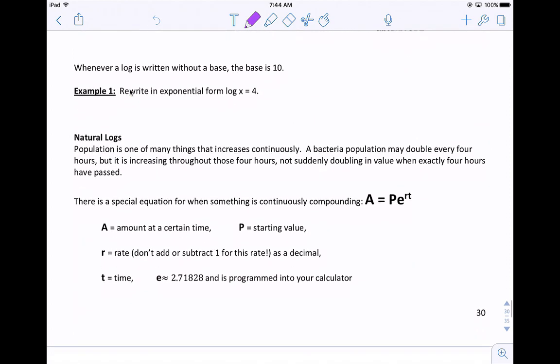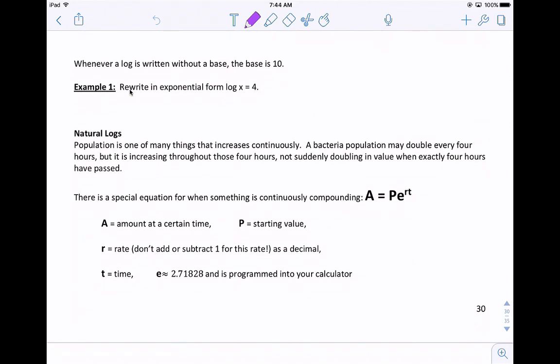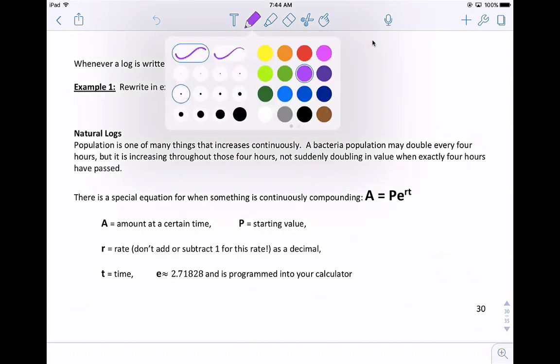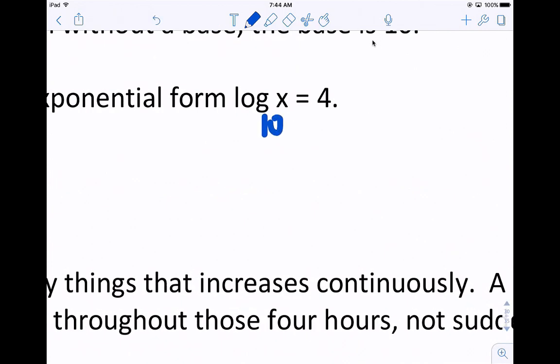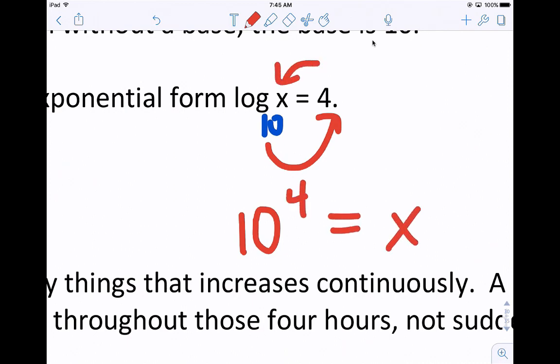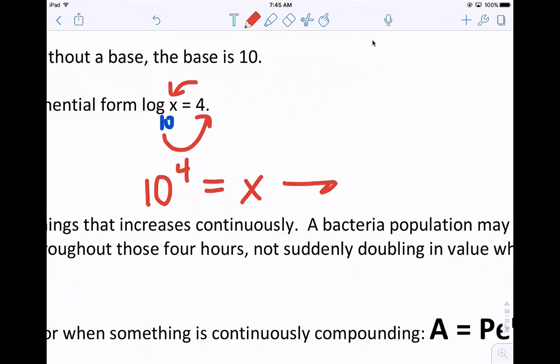And just a reminder, whenever log is written without a base, the base is 10. So if I ask you to rewrite in exponential form, log of x equals 4, the common log is base 10. It happens more often than other logs. So you could think of it as log base 10 of x equals 4. When we change it to exponential form, we start at the base. Base 10, the exponent's 4. Loop around, that will equal x. And then you can solve for that. So we know that 10 to the 4th would be 10,000.